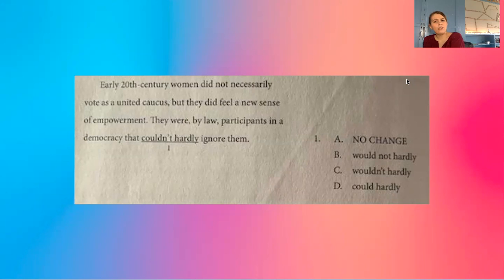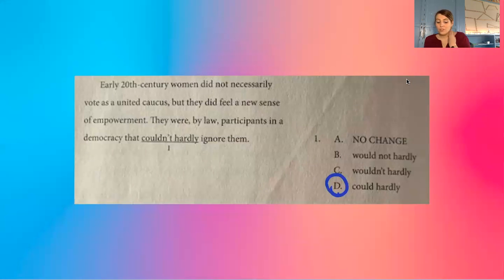Look at the other options. B is "would not hardly ignore them." C is "wouldn't hardly ignore them." Or D is "could hardly ignore them." So while we might say things like "couldn't hardly," the correct way to actually use that phrase is D, "could hardly ignore them." They were by law participants in a democracy that could hardly ignore them.